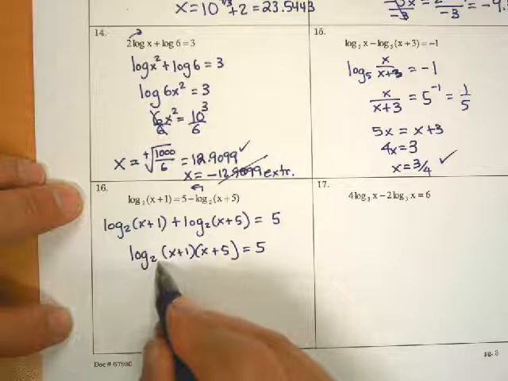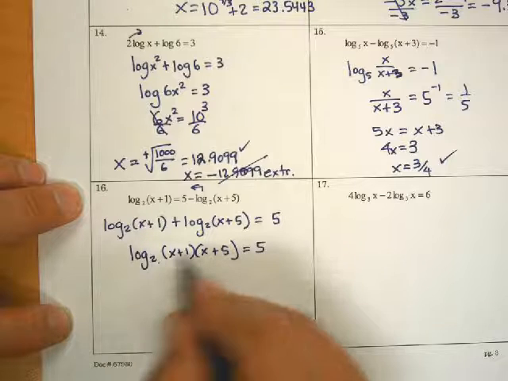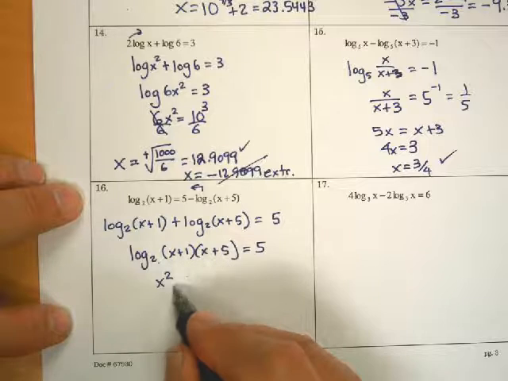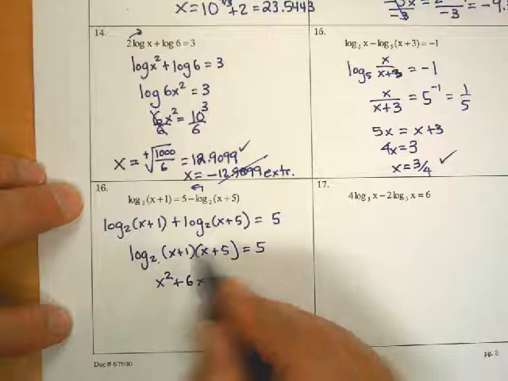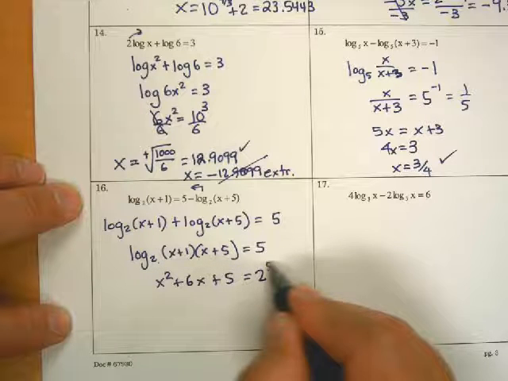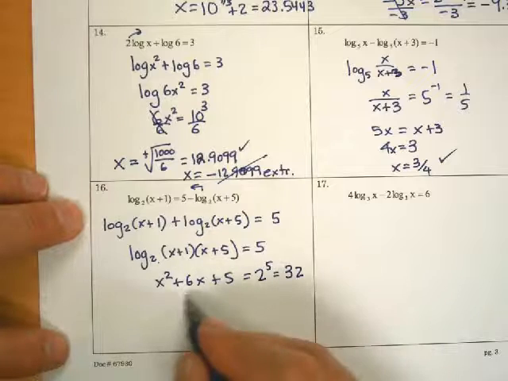So now I'm going to go 2 to the 5th to get rid of this logarithm. I'm also going to FOIL that out. So x squared, you got a 5x and a 4x is a 6x. And last times last is 5. And over here you have 2 to the 5th, which is just 32. So I'm going to subtract 32 off this side here.